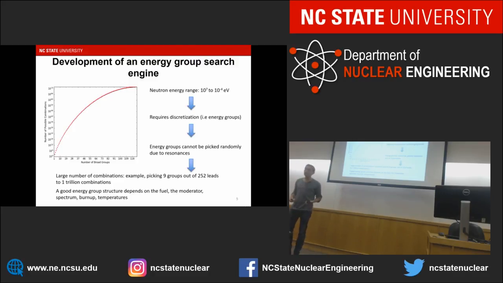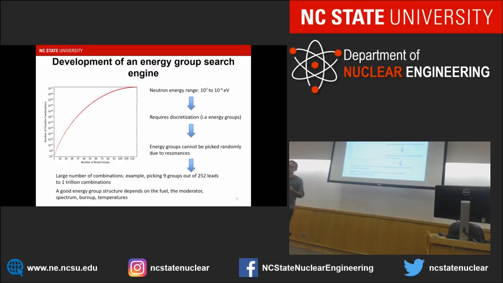But unfortunately, when you want to run transient calculations, so coupled thermal hydraulics and neutronics, you need to condense even more. If you look at this plot over there, it simply gives you the number of combinations you have from 252 groups down to 9. For example, if you do 9 groups, you would have 1 trillion combinations. That's just a way to say that there is no way you're going to do a brute force approach and try every possible solution and pick the best one. You need to be smarter than that.